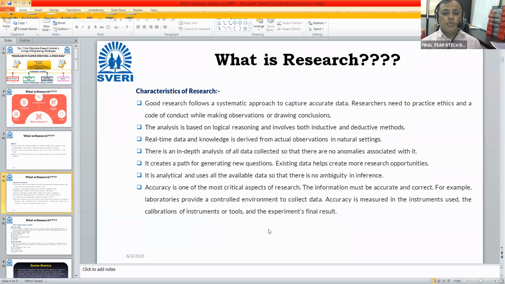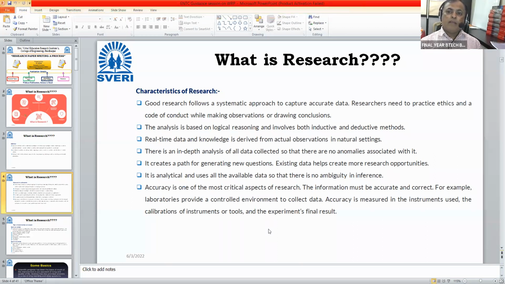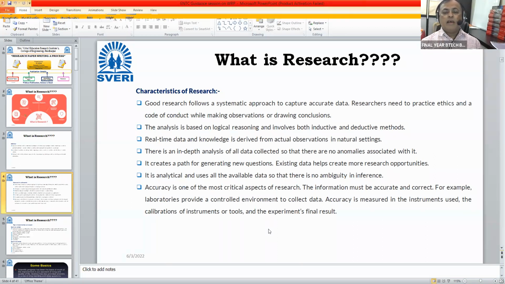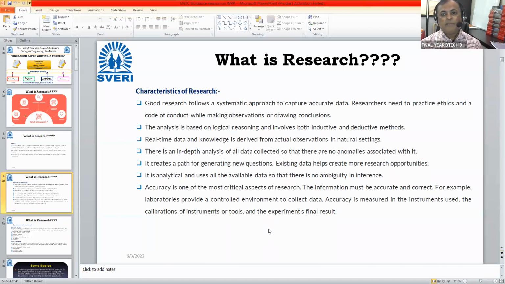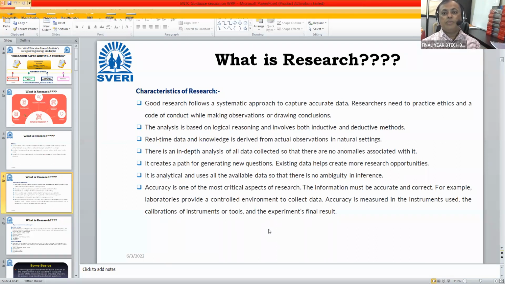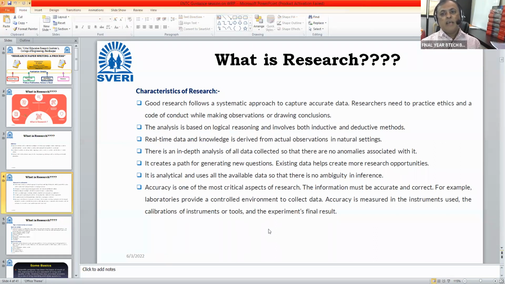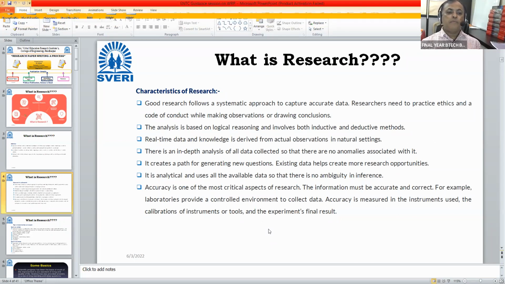So there should be no ambiguity in the inference, so no confusion has to be there. It should be very clear and crystal, and all the things should be represented very well. All the things should be linked with each other. Like if I want to write down a paper, I'll start from the introduction to the conclusion and references. Everything has to be linked. Each and every point has to be linked. Then only the research could be good enough to be presented.